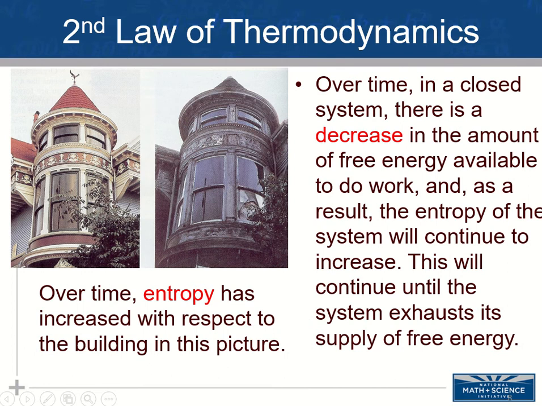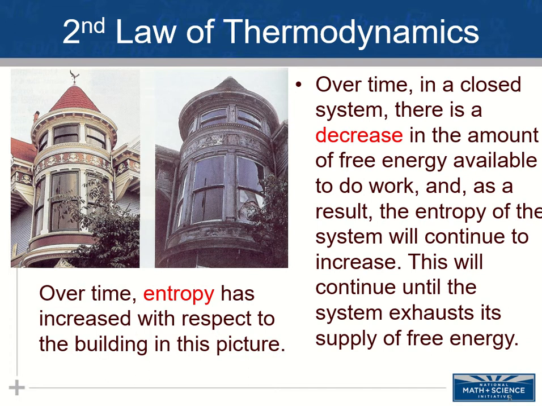The second law of thermodynamics tells us that over time in a closed system, there's a decrease in the amount of free energy available to do work. As a result, the entropy of the system will continue to increase because of that relationship that I showed you at the beginning between enthalpy and entropy. This continues until the system exhausts all of its supply of free energy.